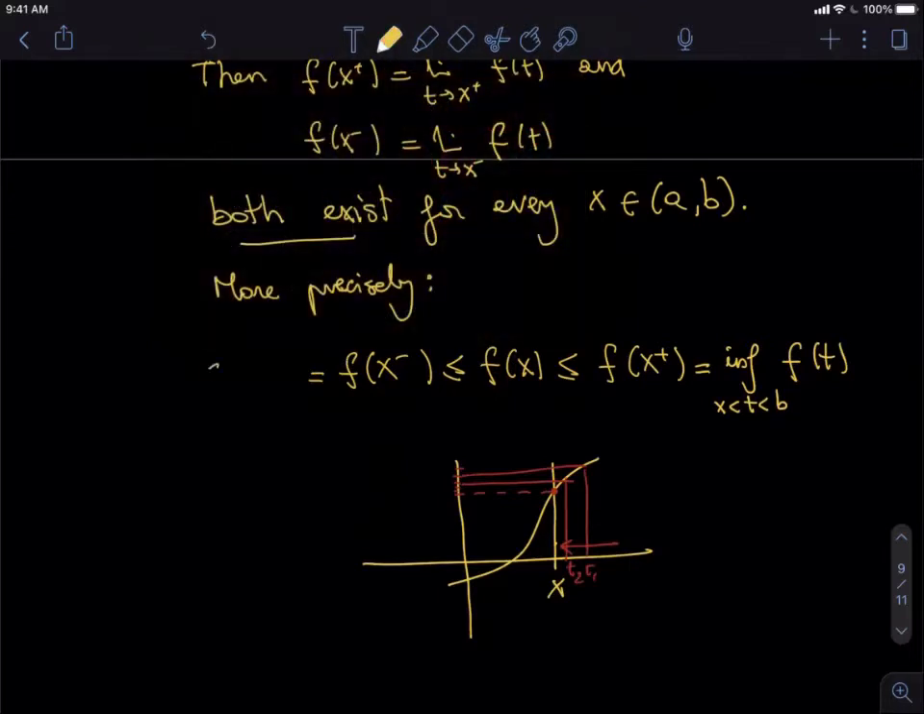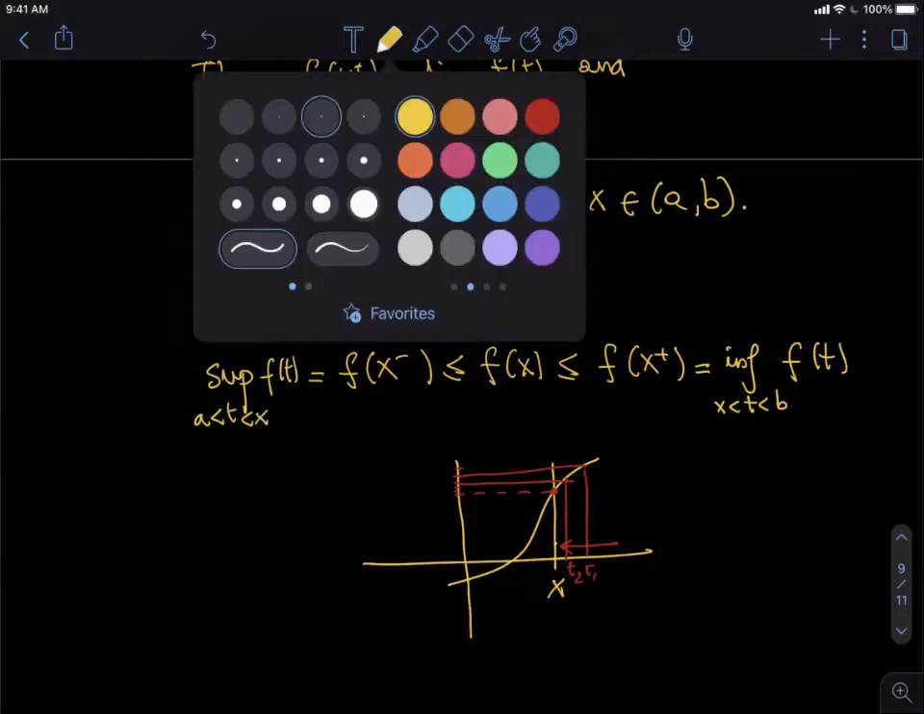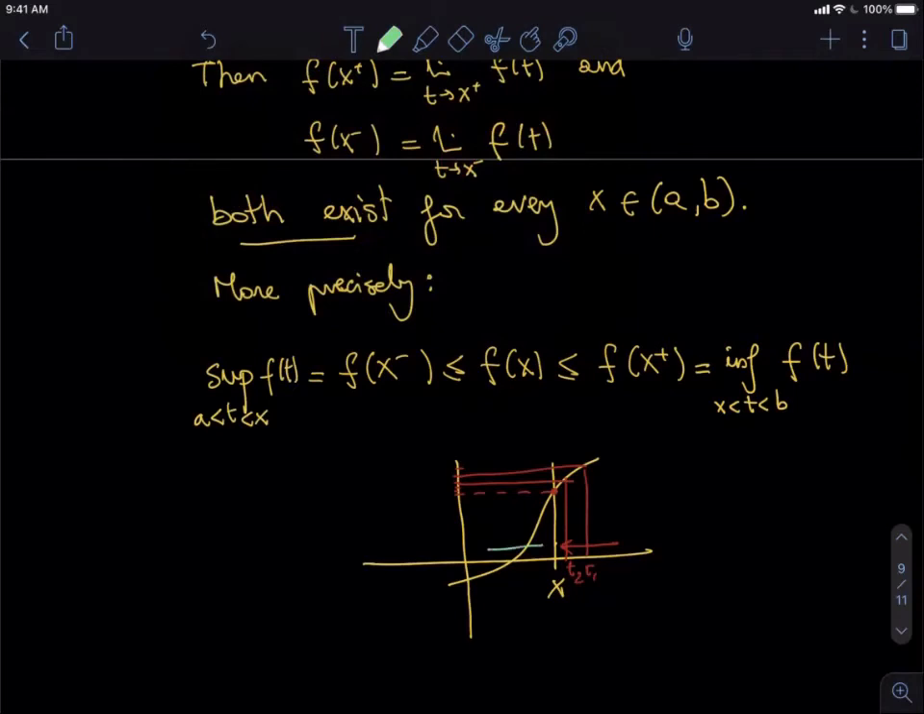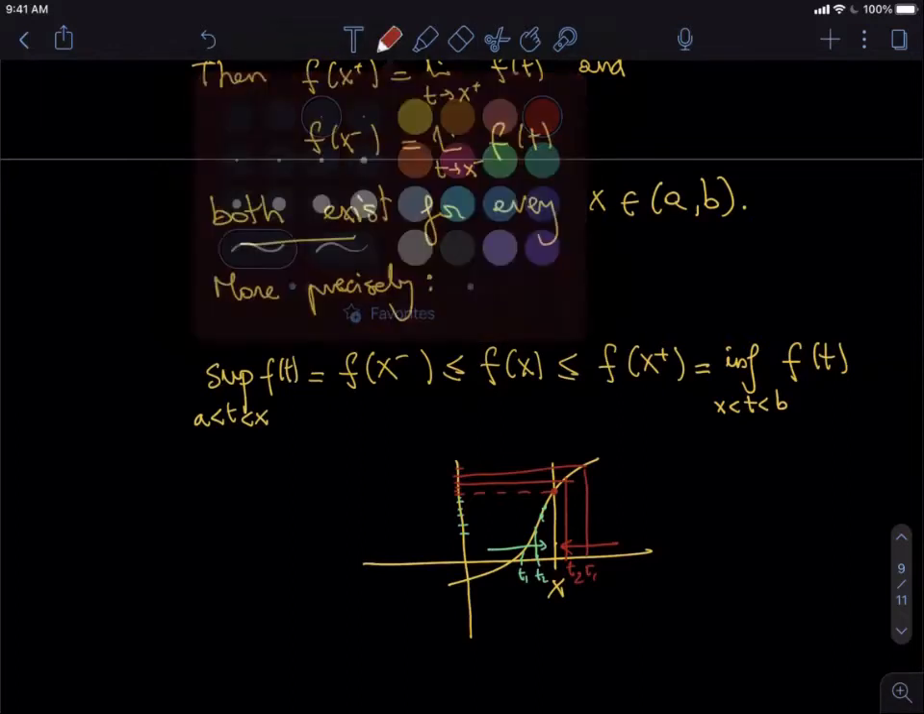And the same for the left lateral limit. So in this case, it's the supremum of all the t's that are bigger than a but smaller than x. So in that case, we would be approaching t1, t2, and so on, and we would just keep going up. Okay, and we will be approaching f of x.